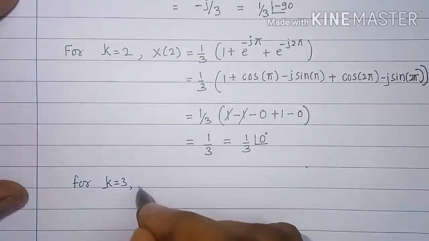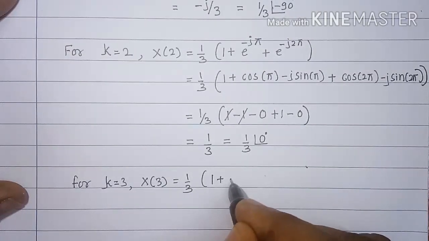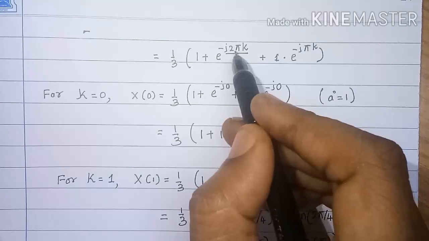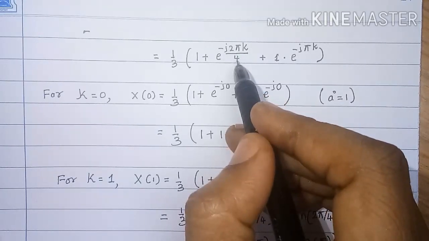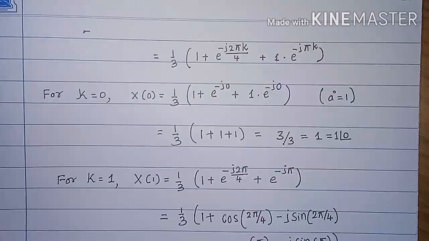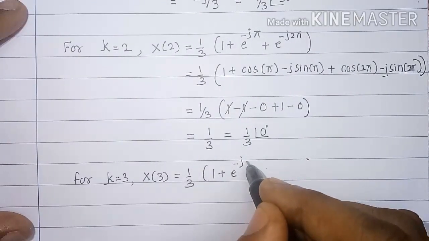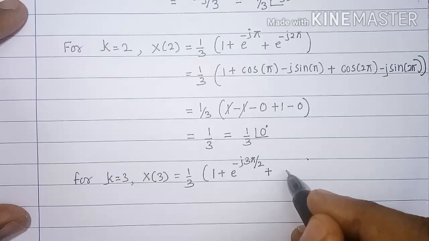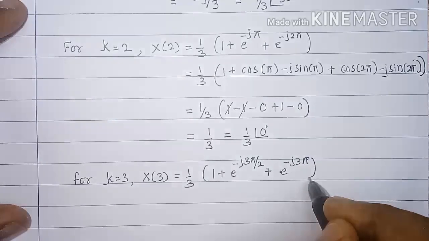For k equal to 3, x of 3 equal to 1 by 3 into the bracket 1 plus e raised to minus j 3 pi by 2, because if we put k equal to 3 here, 2 will cancel 4 by 2, plus e raised to minus j 3 pi.